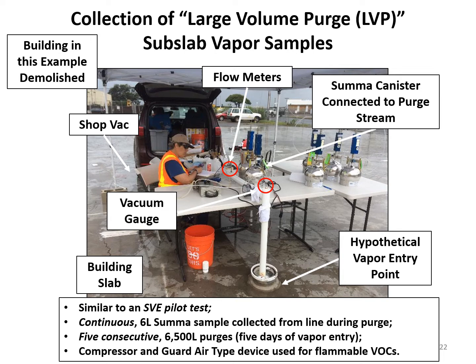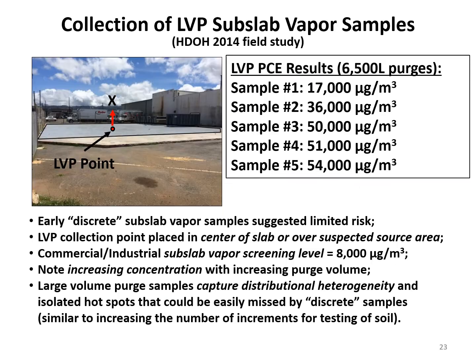And if you're doing this at petroleum sites, someone discovered pretty quickly, when they blew up a shop vac because of the flammable vapors, to use an air compressor and a guard air type device to collect your LVP subslab samples. We discussed this in other presentations.